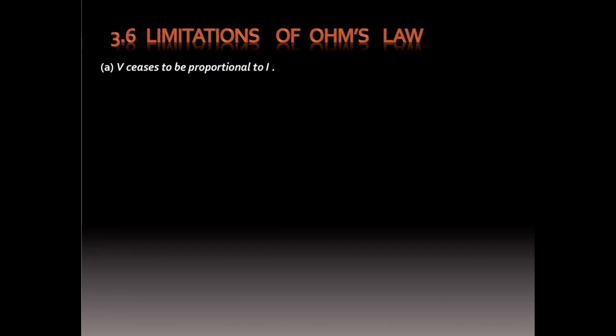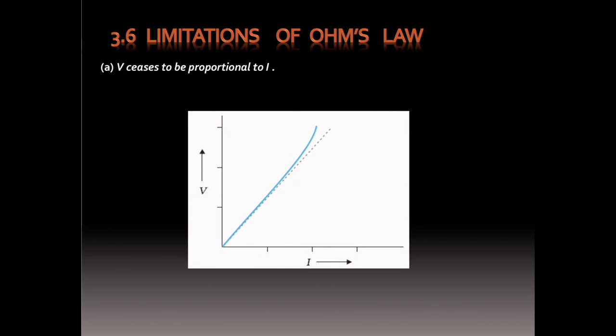Now, very important, the next part: limitations of Ohm's law. We have seen earlier that Ohm's law characteristic curve is V directly proportional to I. If at any moment a substance or conductor stops following this relationship, it means the conductor is not obeying Ohm's law. At high temperature, a conductor loses this characteristic, so Ohm's law is not valid at high temperature.